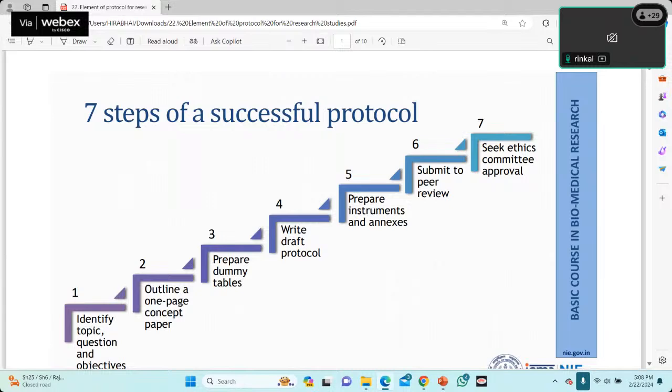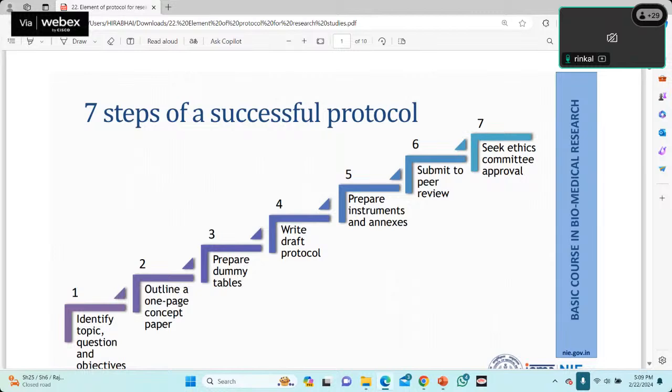Usually it happens that most of the time we have two or three investigators and co-investigators. So when we write it combinedly, it will be better. And once approved by everyone, it will become a final draft protocol. Once you prepare a draft protocol, you will go into the intricacy of it.